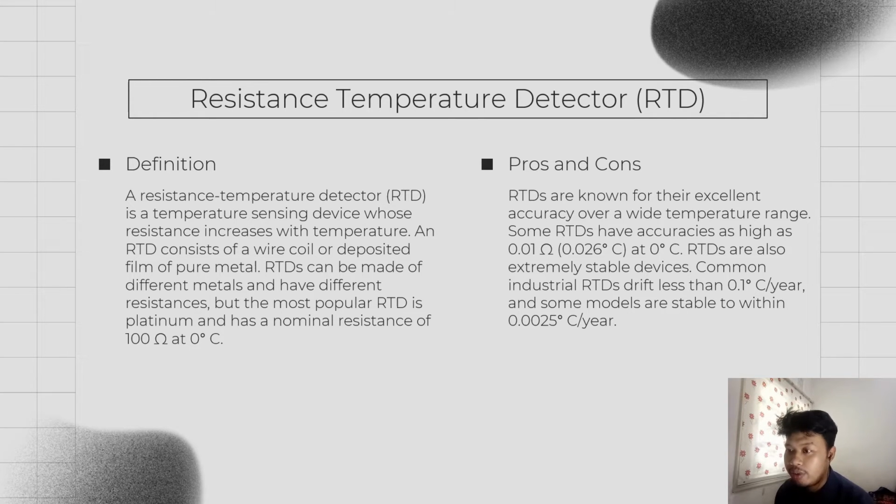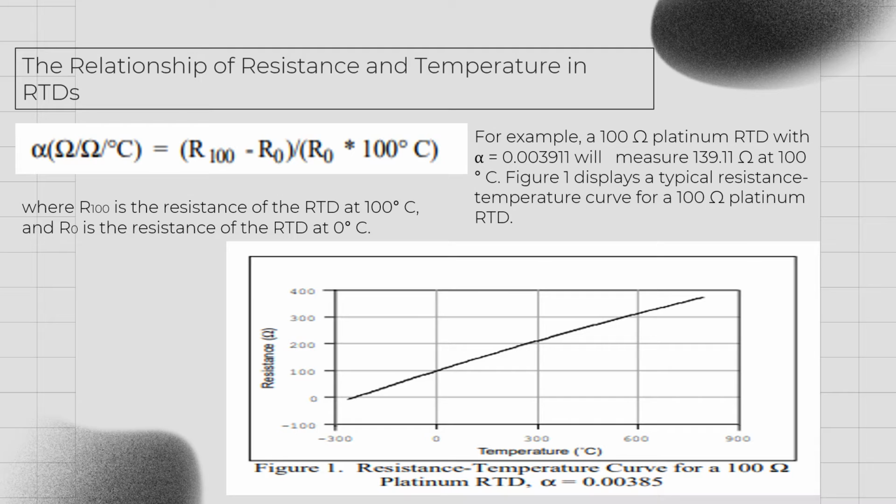RTDs can be difficult to measure because they have a relatively low resistance at some 100 ohms that change only slightly with temperature, less than 0.4 ohm per Celsius. To accurately measure this small change in resistance, you may need to use special configuration that minimize the errors from lead wire resistance.